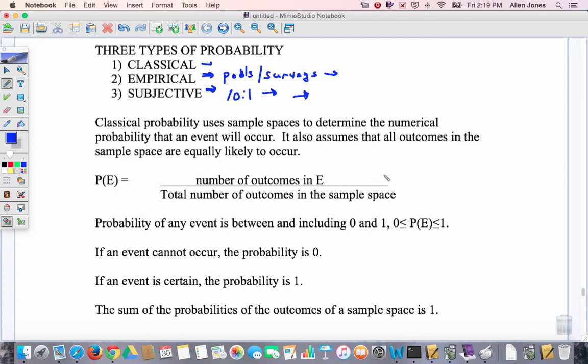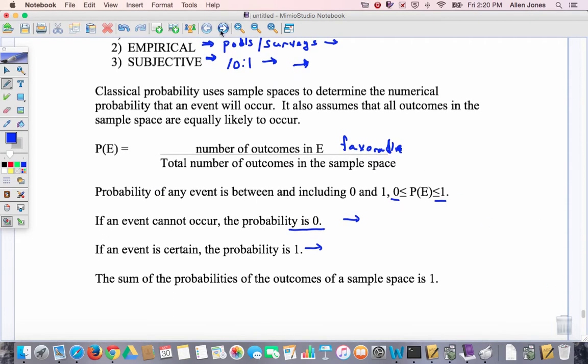Continuing down here, here's my fraction for the probability: the number of favorable outcomes in our event over the number of total possible outcomes. Probability must fall between 0 and 1. If something cannot occur, the probability is 0. So for it to snow in Hawaii, probability is 0. If an event is certain to occur, the probability is 1. The probability that the Earth rotates around the Sun is 1, something like that. The sum of all probabilities of the sample space does add up to be 1, so those are some definitions.